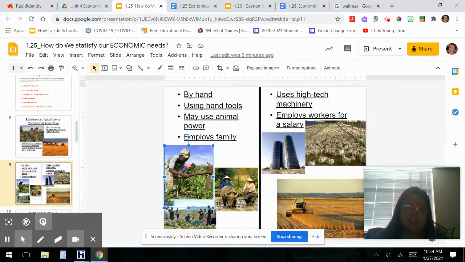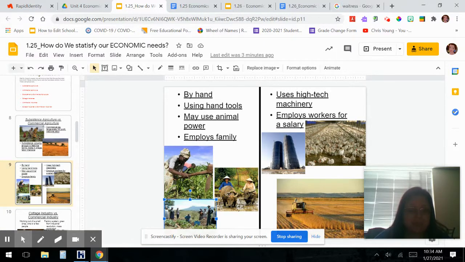Looking at these pictures. Oh, look, that's not a fancy machine. That's just, I don't know what it is. We're using animals. It looks like there's a family that's working on the farm on this little piece of land, and it's all by hand. So is this going to be making a lot of crops or is this going to be making a little?